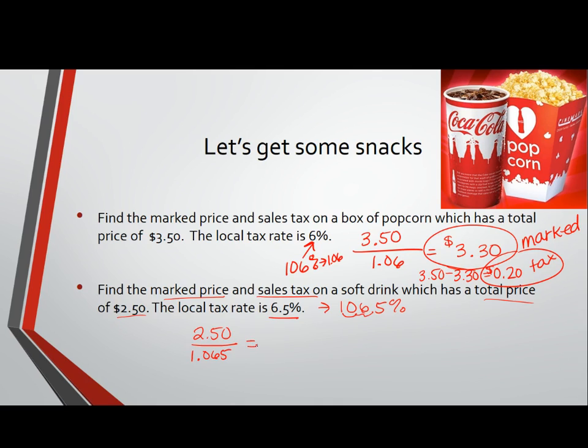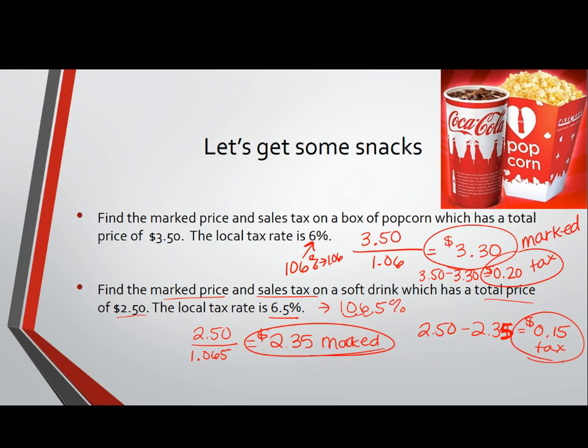Okay, when I do that, 2.5 divided by 1.065, I get $2.35. So that's the marked price. And then the sales tax is going to be $2.50 minus $2.34, or $2.35, I'm sorry, which is 15 cents. All right.